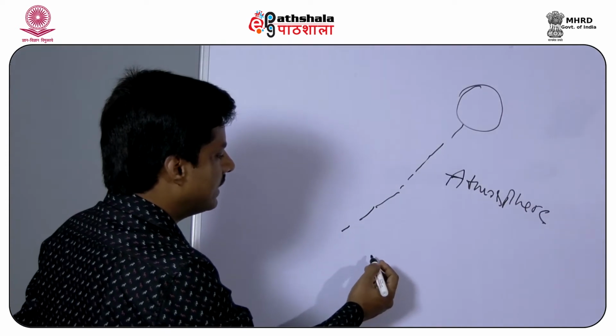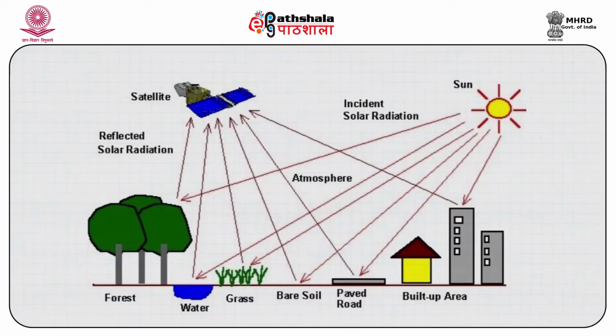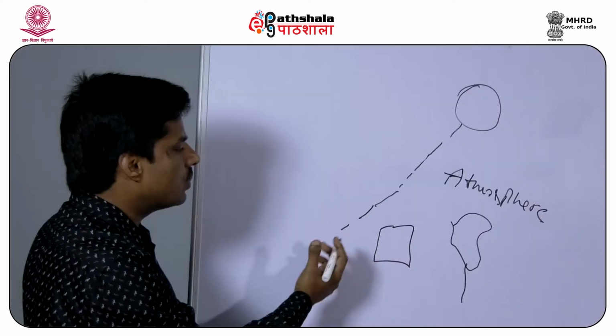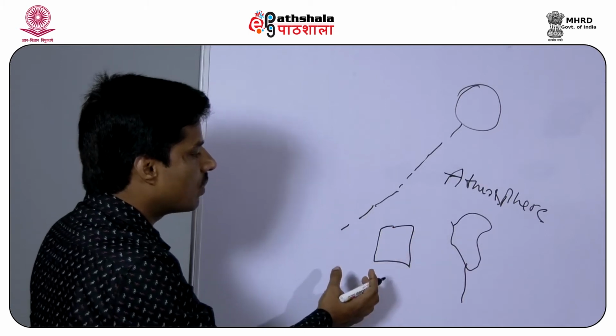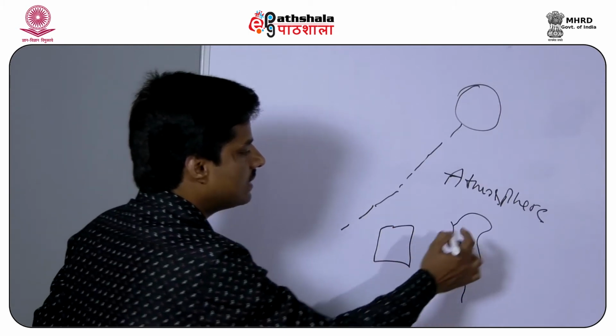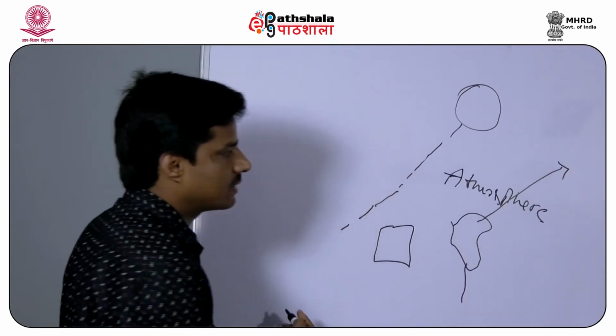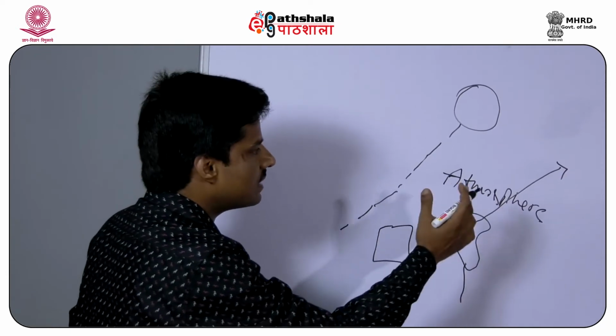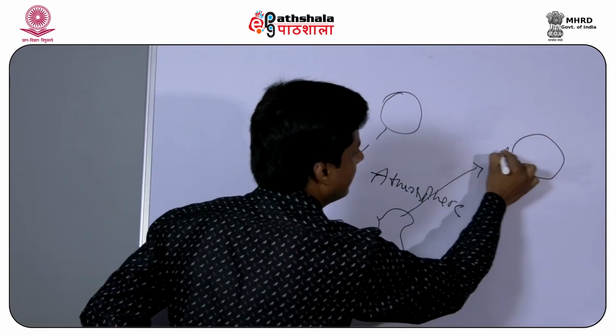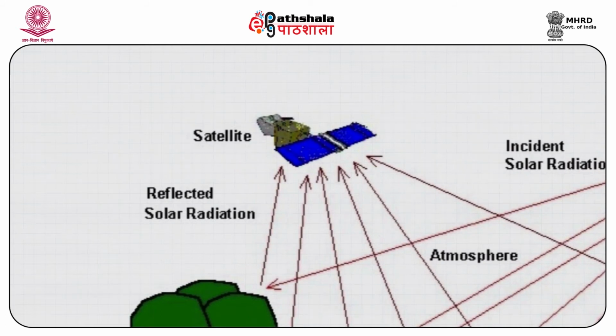You have seen in figure 1 there are several objects like buildings, trees, soil, and river. You have all these objects on the surface of Earth. After striking these objects, the energy is reflected back from them and reaches the sensors of the satellite. These sensors, which are installed in the satellite, record the energy reflected by different objects.